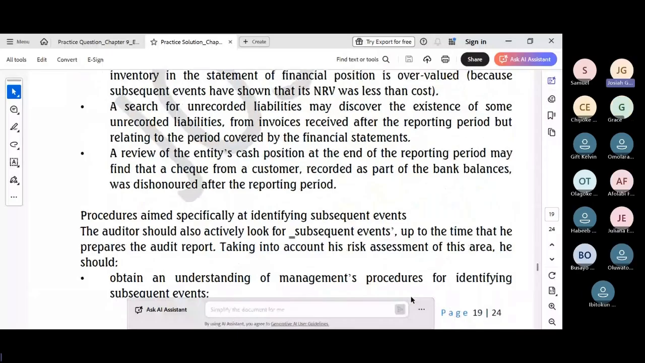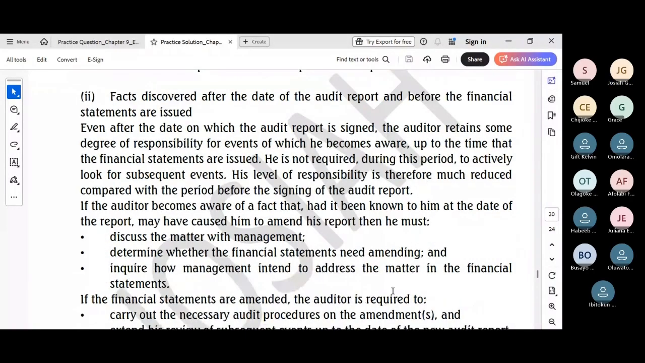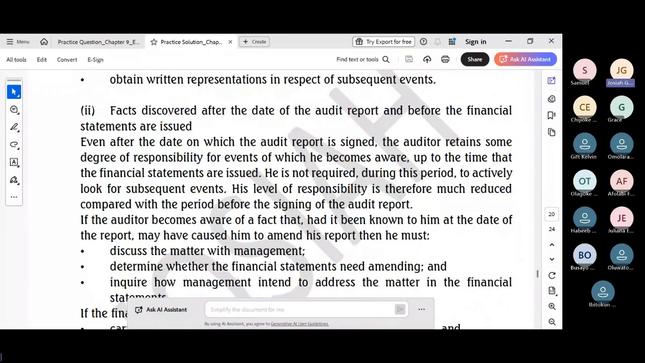So for the A2 part, after the audit report date and before issuance, that one is 6 marks. This is actually a passive period because the audit report date and before issuance, what do you write in such a scenario? You need to state that there is no obligation to actively search. Yeah, and you need to detail the 3 steps the auditor must take if a material fact becomes known.